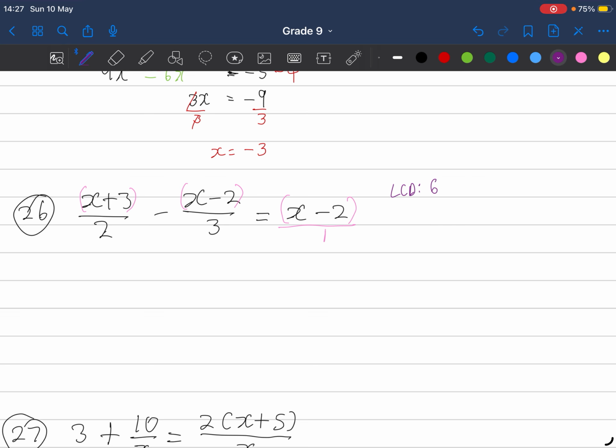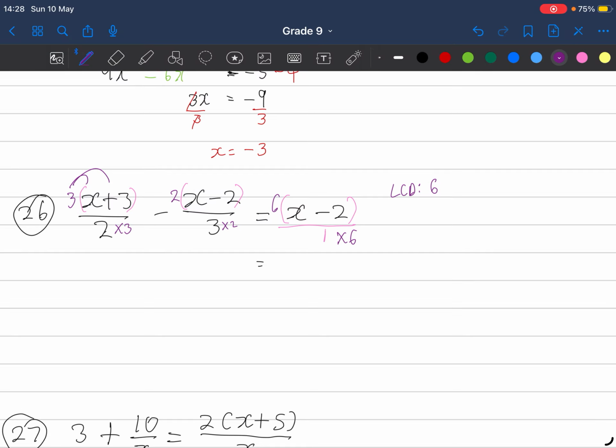My LCD is going to be 6. So multiply this by 3. Now I'm going to multiply that whole bracket by 3, all right? Which means it's going to go like this. Then I'm going to multiply this one by 2 and that whole bracket by 2, and this one by 6 and that whole bracket by 6. So my new fractions are now going to look like this.